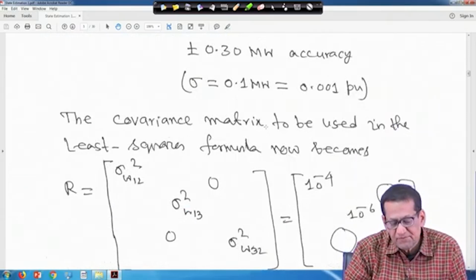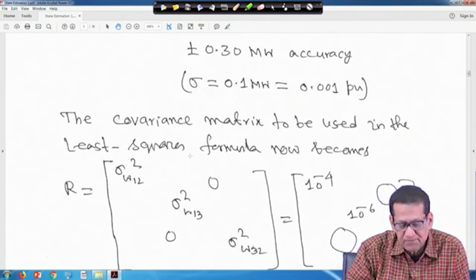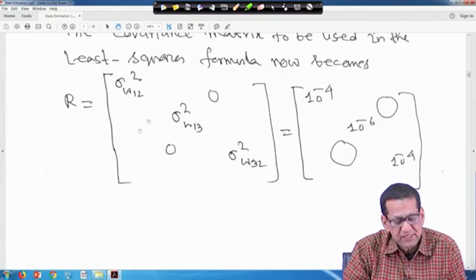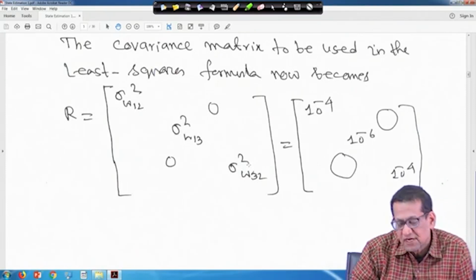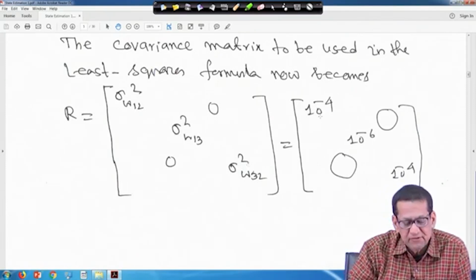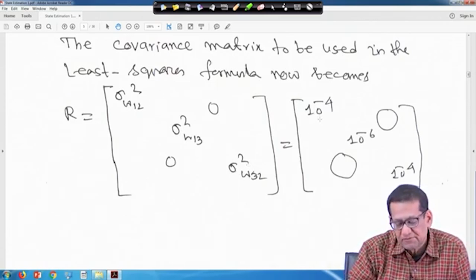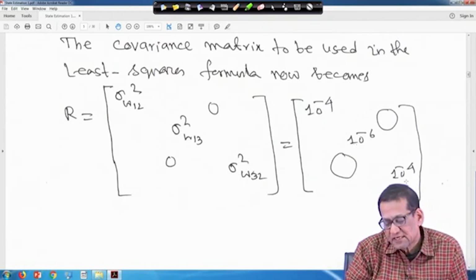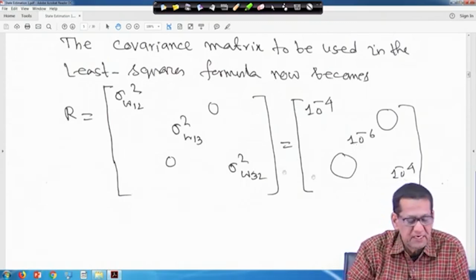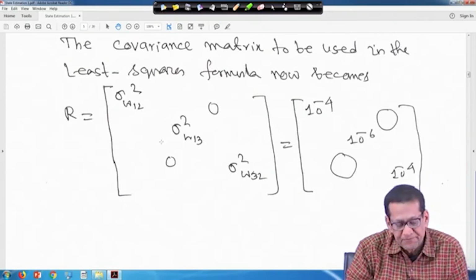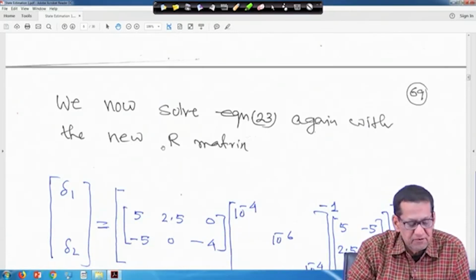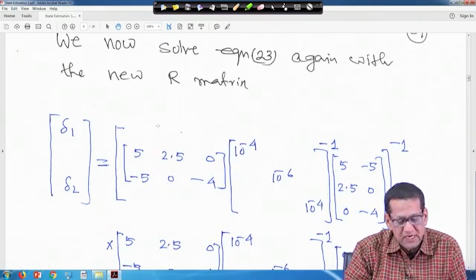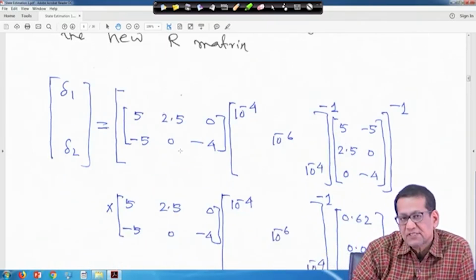Now, the covariance matrix to be used in this least square formula becomes R equal to sigma W12 square, sigma W13 square, sigma W32 square. So, basically in this case it will be 10 to the power minus 4, 10 to the power minus 6 and 10 to the power minus 4, right. That will be my R. And then we now solve equation 23 again with the new R matrix. So, R is changed, the rest remain the same for the problem, right.